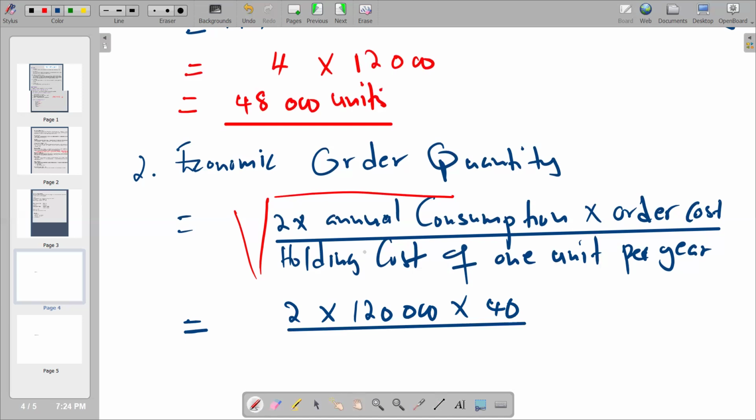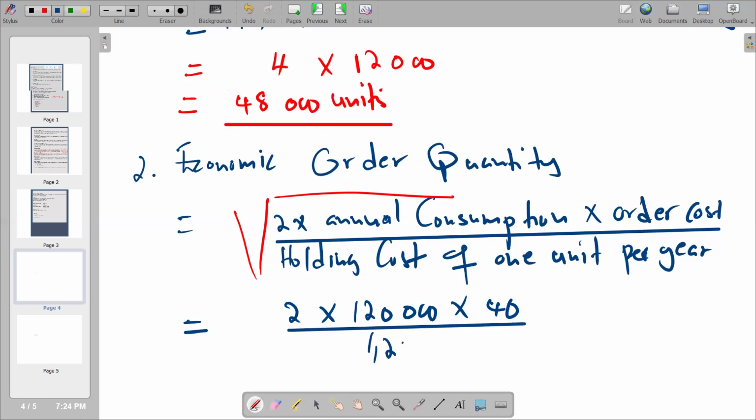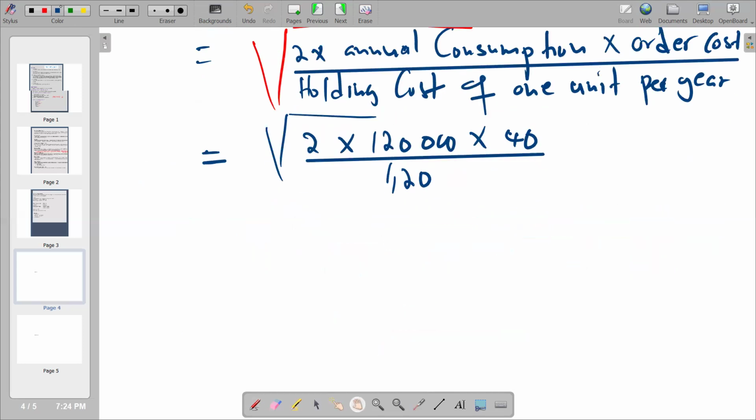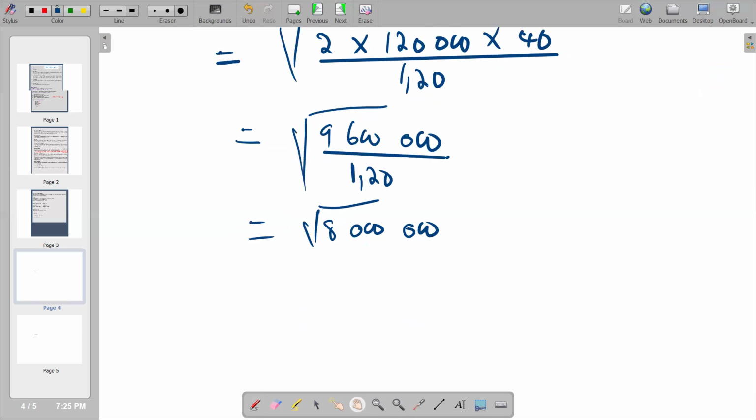Then for the denominator, we are saying the holding cost of 1 unit per year, which is 120. So that is going to be your denominator. Then obviously we find the root. If we calculate there, you'd see 2 times 120,000 times 40, you get 9,600,000, and then you divide by 120. And obviously the answer that you're going to get is 8 million, of which you are also going to find the root.